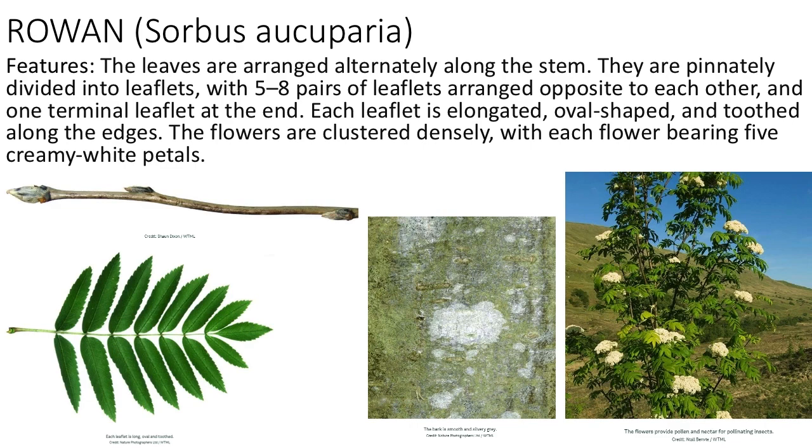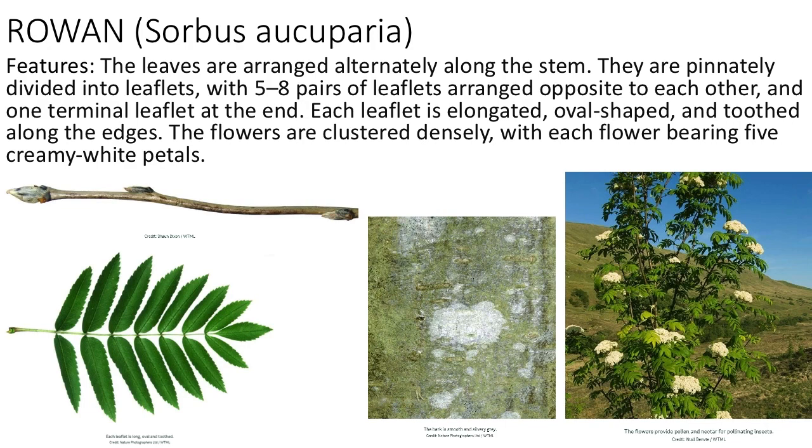Each leaflet is elongated and oval-shaped and has these toothed edges as well. The flowers are clustered densely, with each flower bearing 5 creamy white petals. So I haven't got a picture of the flowers up close, but you can see that they form these flower heads in the right-hand picture. Mature trees have the potential to reach about 15 metres, and they can live as long as 200 years. The native species are usually found on drier or acidic soils, but there are a lot of trees planted outside of this range.